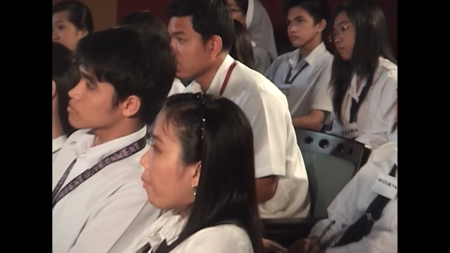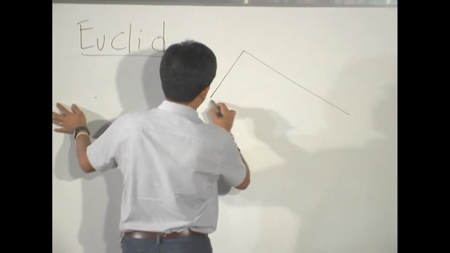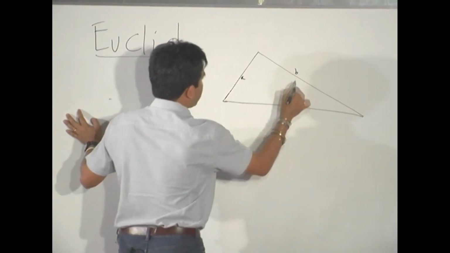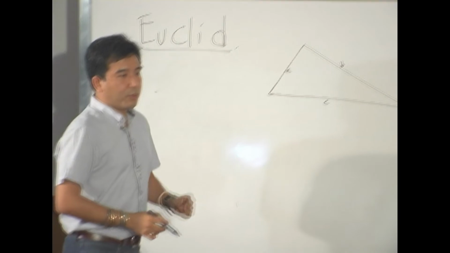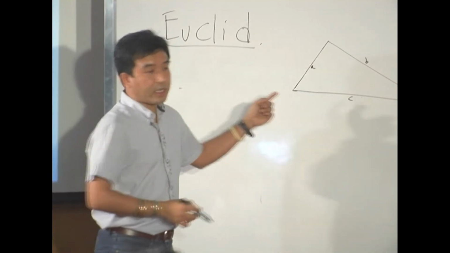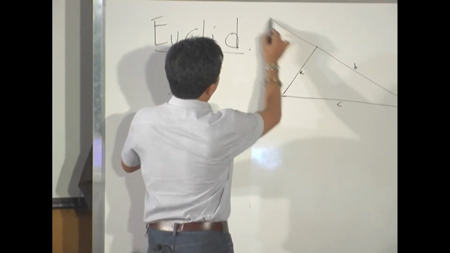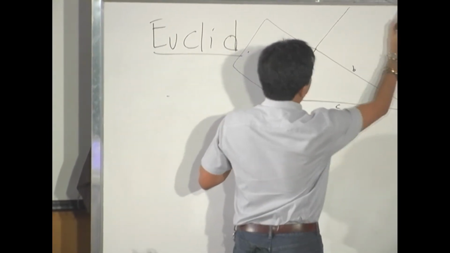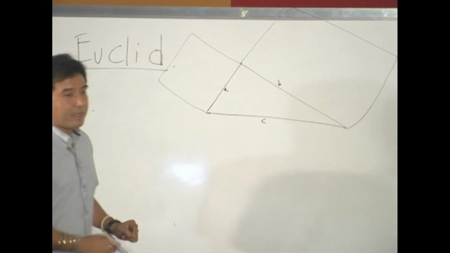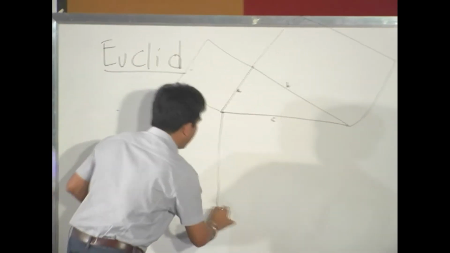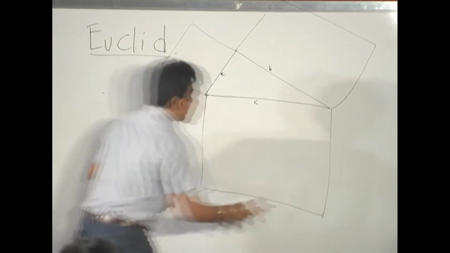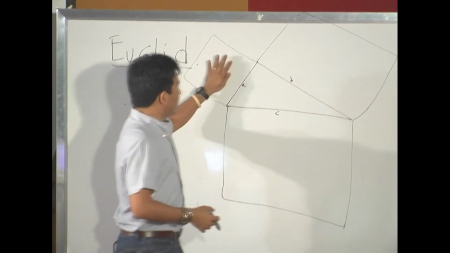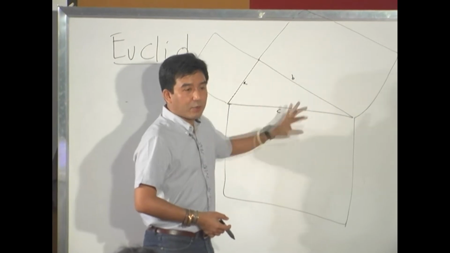Anyway, Euclid says that if this is a right triangle, we call this A, this is B, this is C. What he did was to construct a square on the side of A, a square on the side of B, and a square on the side of C. He wanted to demonstrate that if you add this square and this square, you will get this square.